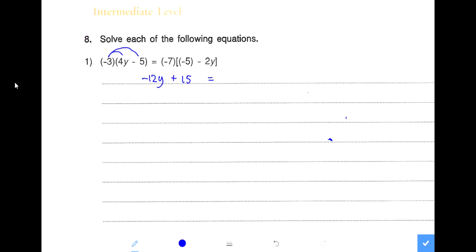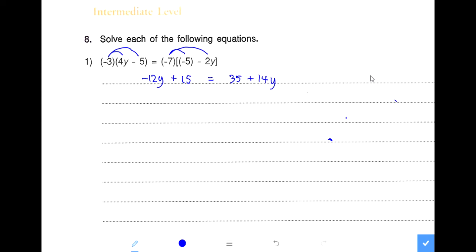Okay, next. And now it's equal to this one. Negative 7 multiplying it there. Negative times negative is positive, so we have 35 there. And this negative 7 times negative 2y, negative times negative is again positive 14y.